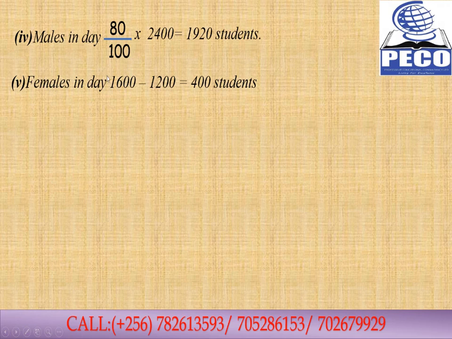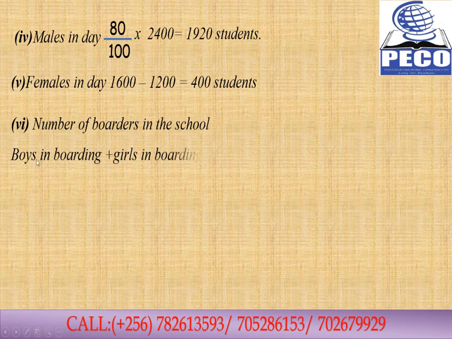Females in day, I'll get the total number of females, which is 1,600, minus the females who are in boarding. And we shall end up with 400 students. Now, number of boarders in the school. If I want to get the number of boarders in the school, it means I need to get the boys who are in boarding, boys in boarding plus girls in boarding.